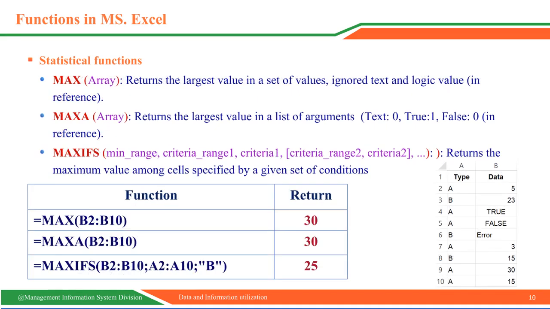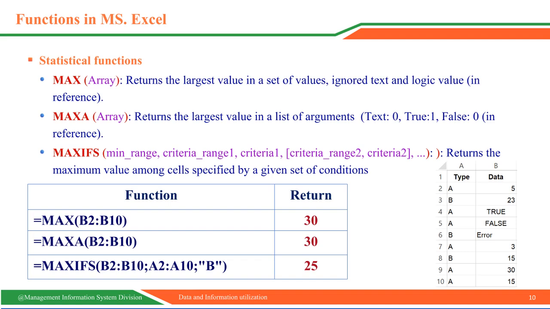Statistical functions for maximum values are similar to previous ones, such as max returns the largest numeric value, ignoring text and logical values in the referenced range. Example, max, B2 to B10 returns 30. Maxa returns the largest value, including logical and text representations if present. Example, maxa, B2 to B10 returns 30.